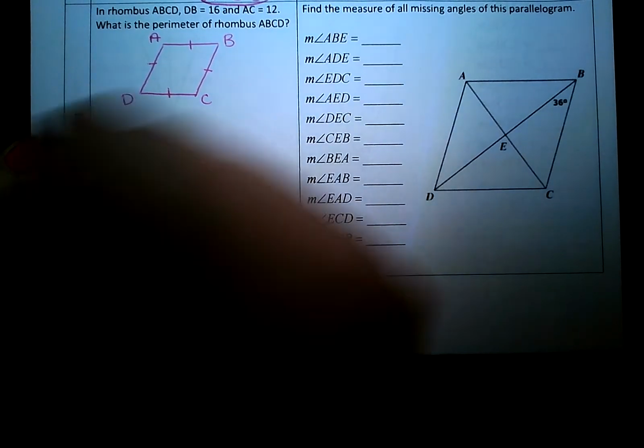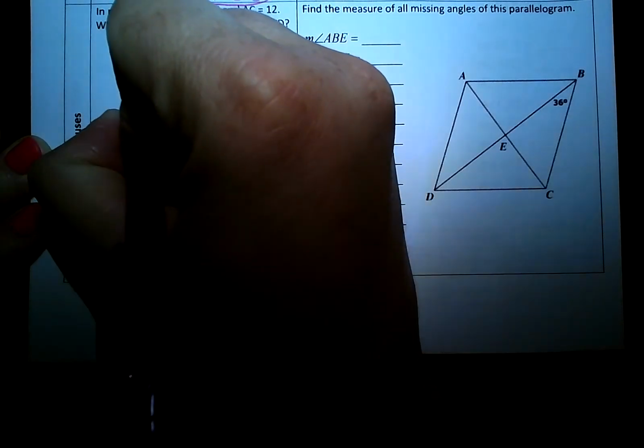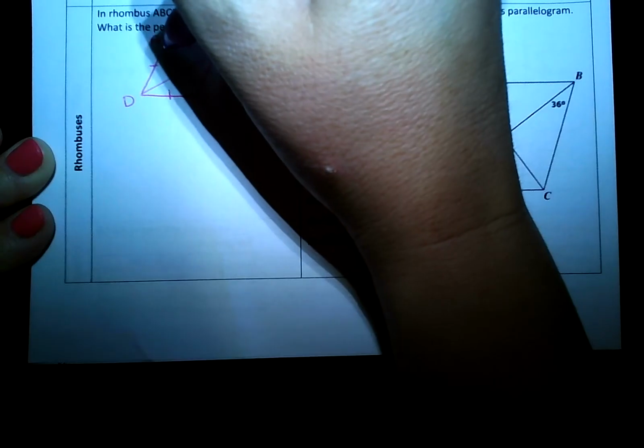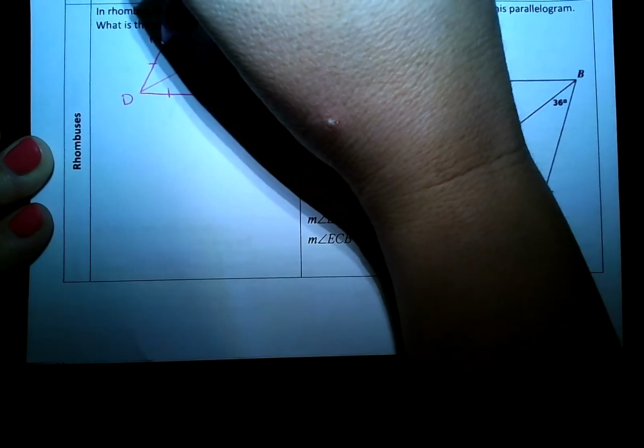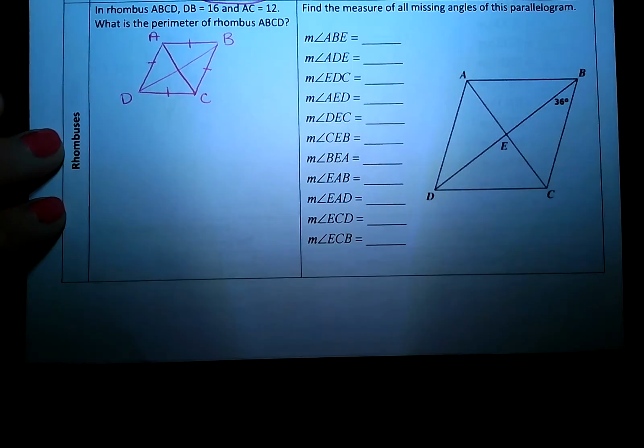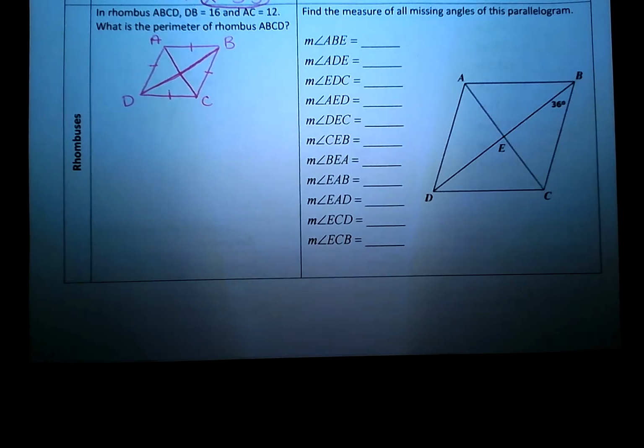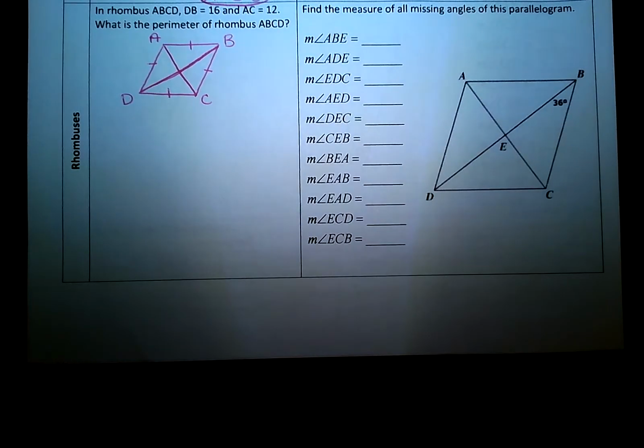It also gives me the information about the diagonals. From D to B is 16, from A to C is 12. So obviously the diagonals are not congruent to each other. In fact, I'm not really sure about where I want to write that 16 and 12 so that it represents the entire line. I want to add something in here, something I know about parallelograms.